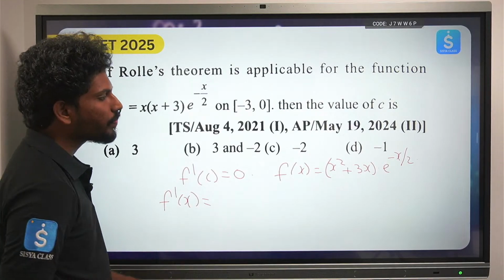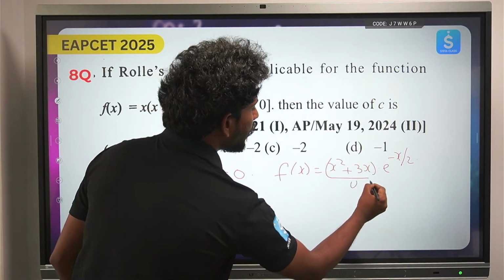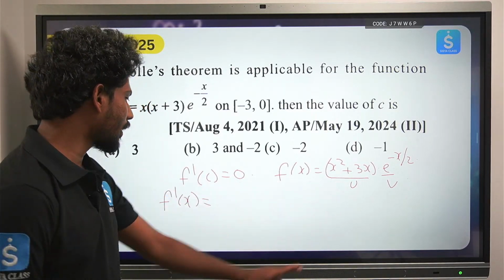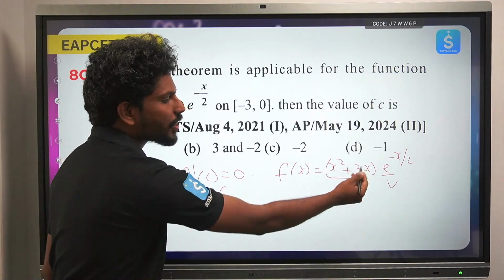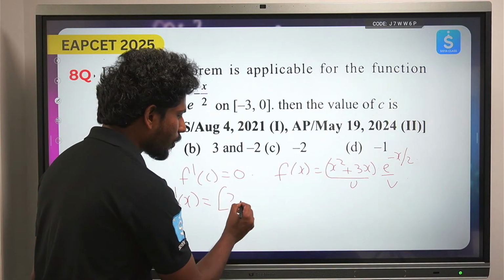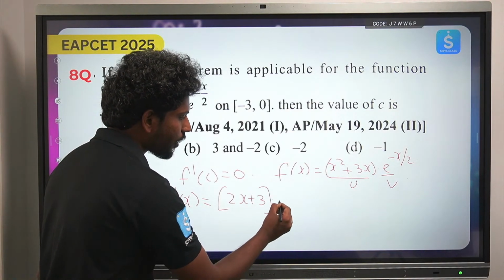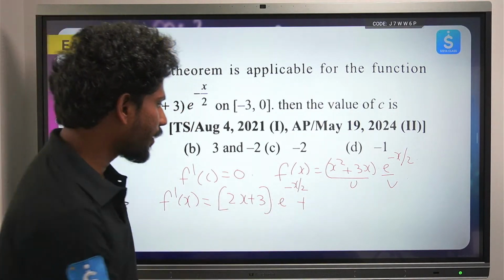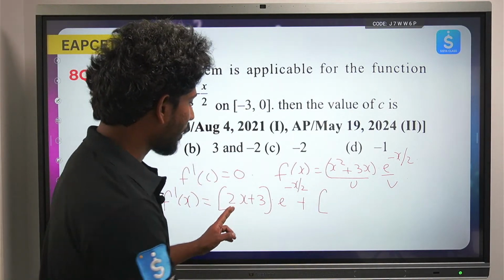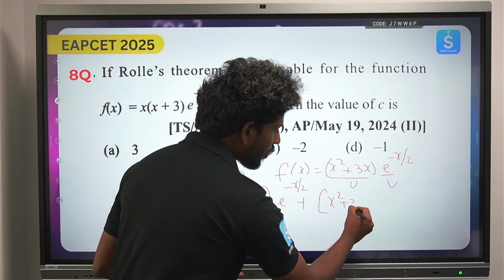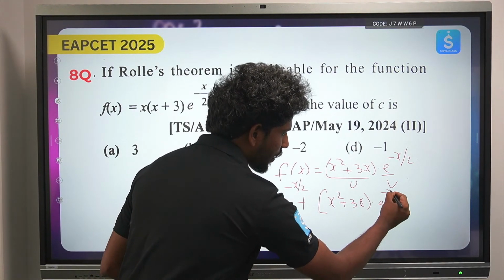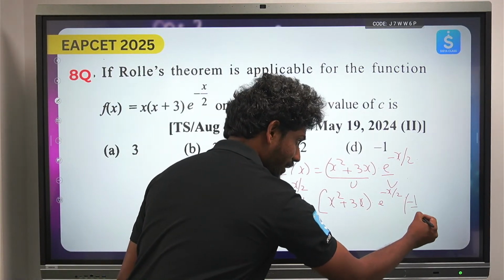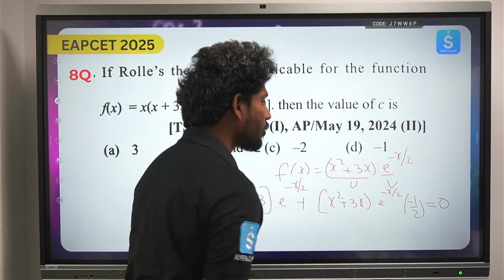Now this will become, take UV rule. So this is u and this is v. Okay, now how can I apply UV rule here? U dash, that is first I apply, what is differentiation of x square plus 3x? That is 2x plus 3 into e power minus x by 2, u dash v plus v dash. So first I have just differentiated the first part. So second time I am not differentiating anything and I am just differentiating e power minus x by 2 into minus 1 by 2. Right, so I'm equating the whole thing to equal to 0.